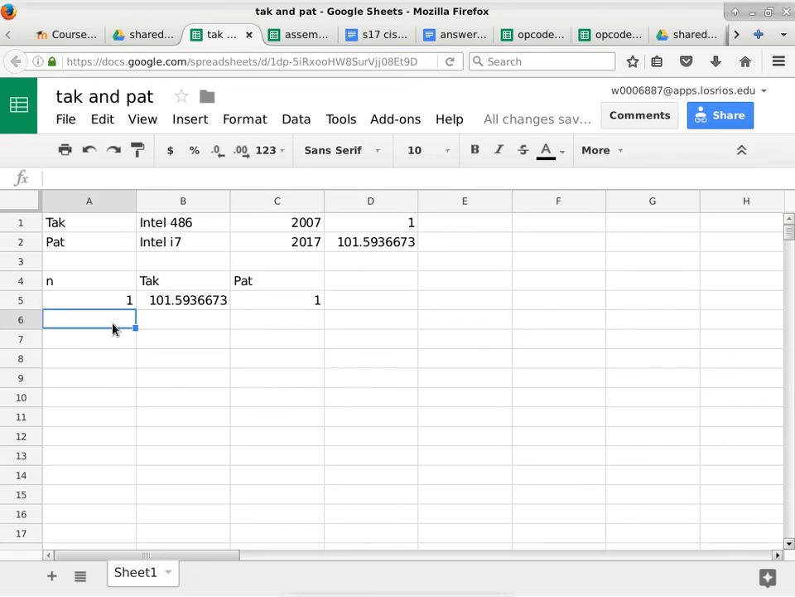Yep. What exactly does n represent? N is representing the size of the problem, which is how many elements are in the array.